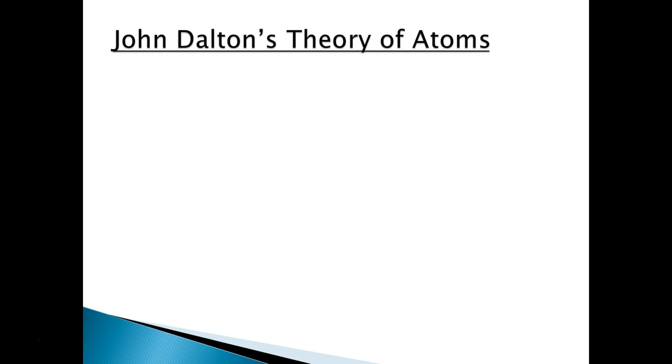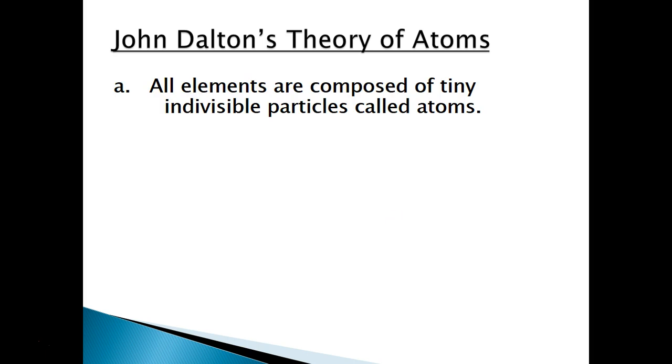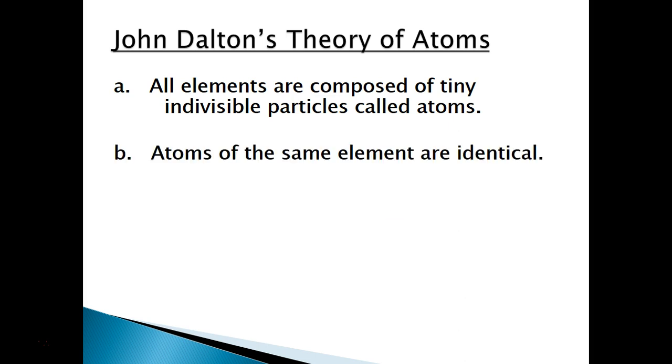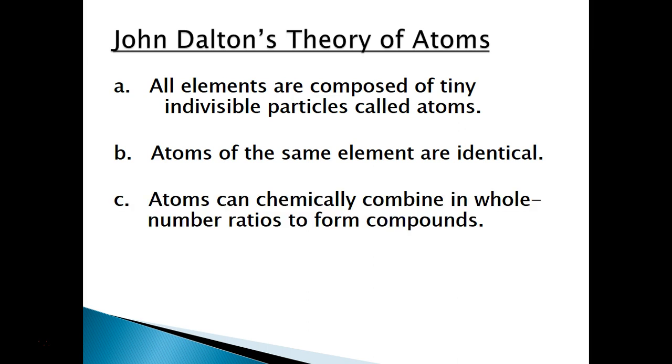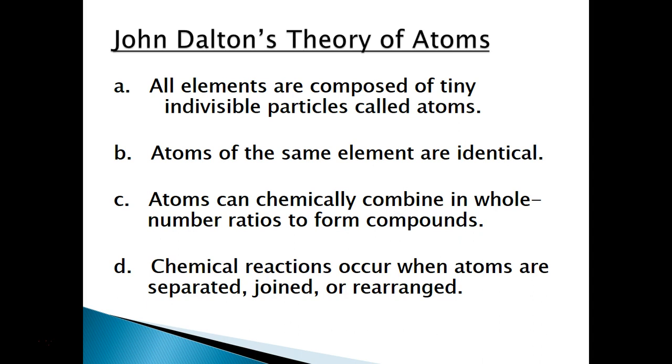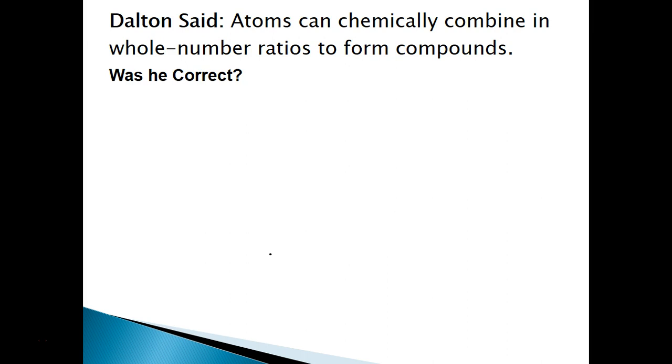Now, next came John Dalton. John Dalton took what Democritus knew and expanded on it a little bit. So Dalton thought, just like Democritus, that all elements are composed of tiny, indivisible particles called atoms. He said that atoms of the same element are identical, atoms can chemically combine in whole number ratios to form compounds, and chemical reactions occur when atoms are separated, joined, or rearranged.